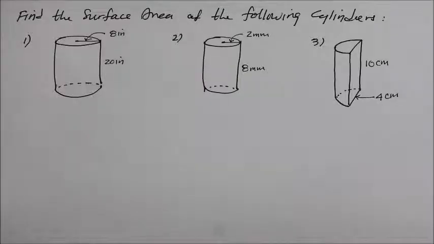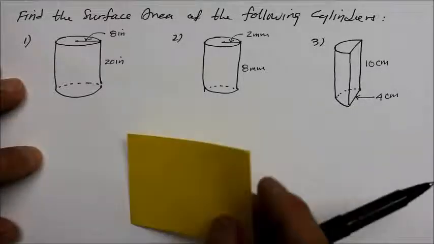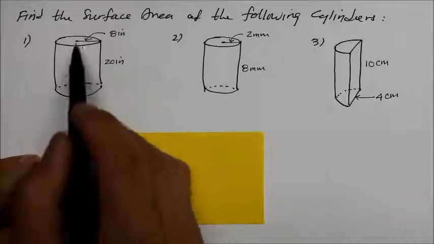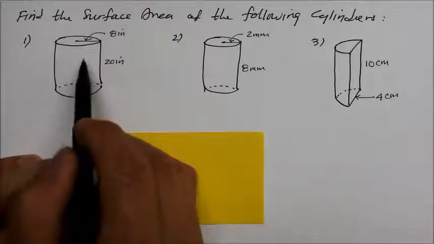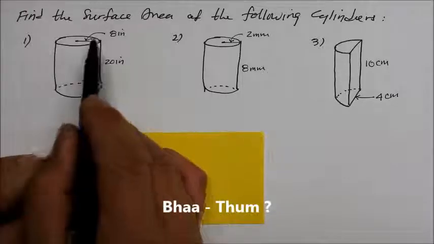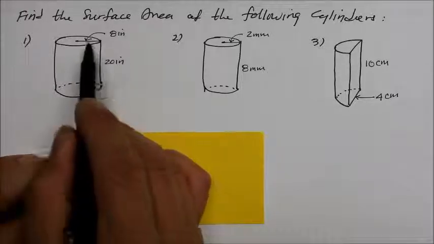Hi! This instructional video is about finding the surface area of cylinders. To help you visualize, let's take a look at number 1. Now, can you see that there's a circle on top and there's a circle on the bottom? But how do you find the area of the cylinder wall?